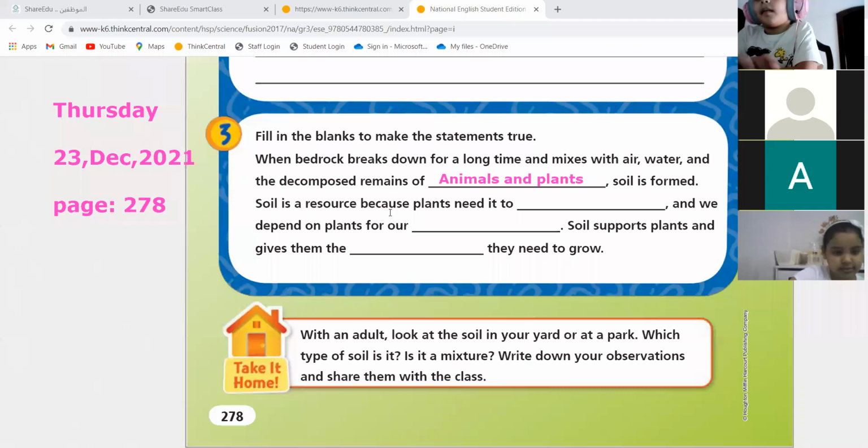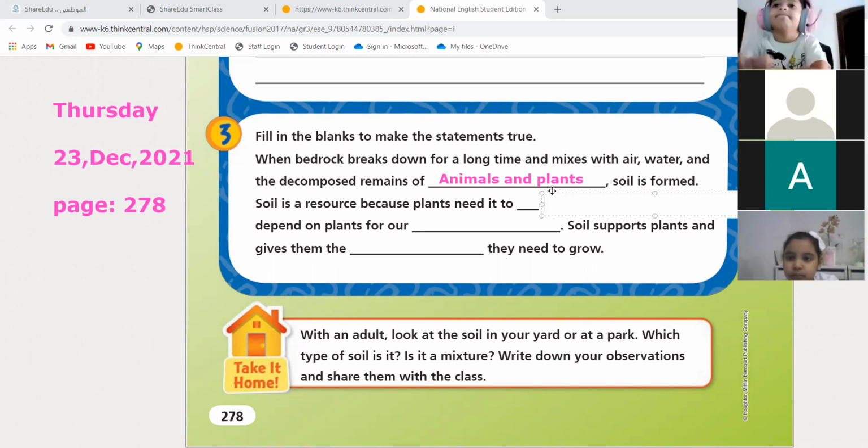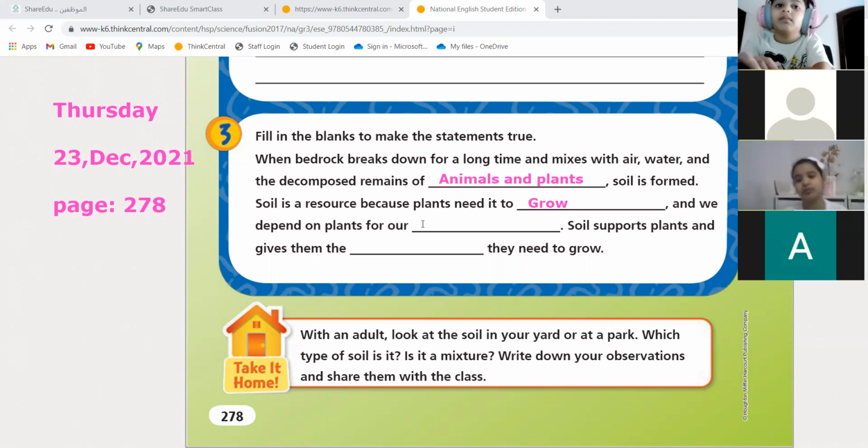Now, soil is a resource because plants need it to... Why do plants need soil? Hi, Yara. Can you tell me? Why do plants need soil? Plants need it to... Yes, Miss. Soil is a resource because plants need it to survive. Plants need to survive. Okay, survive. How do they survive? They... to grow. And we depend on plants for our food.